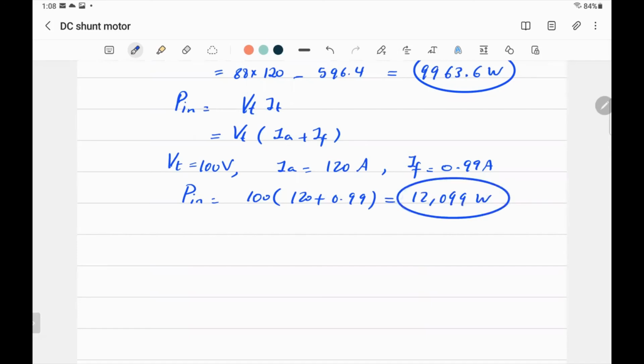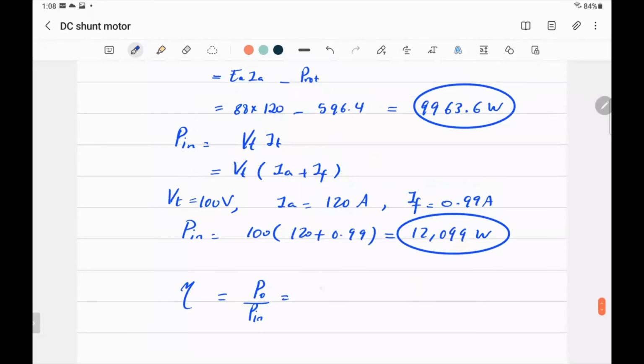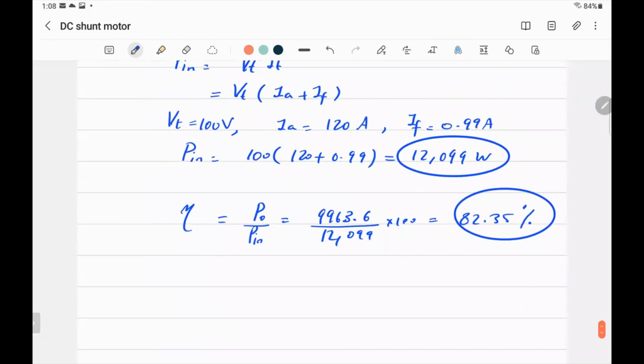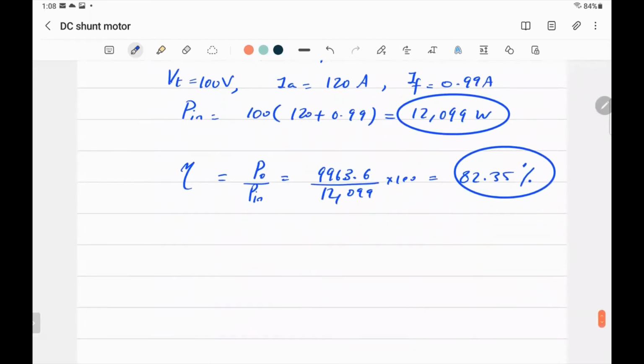Now it's very easy. Efficiency equals output over input. There are many ways to calculate it, but I'm using the easiest one. The output power we calculated here, 9,963.6, divided by 12,099, times 100 to get a percentage: 82.35%. That's the efficiency. Usually electric systems have good efficiency, much better than mechanical, which has bigger losses.